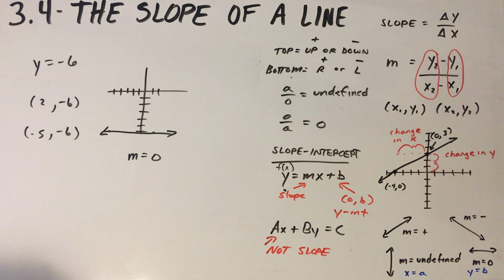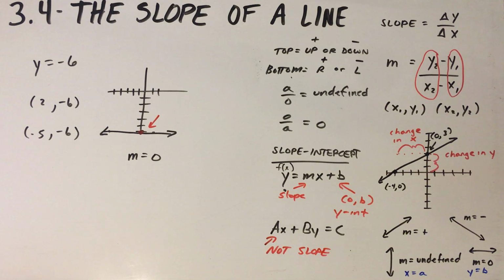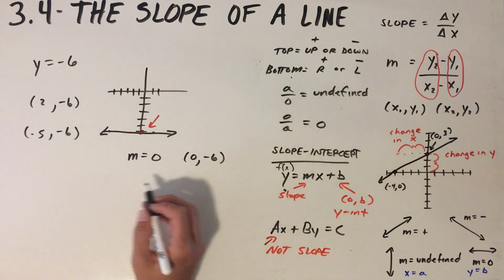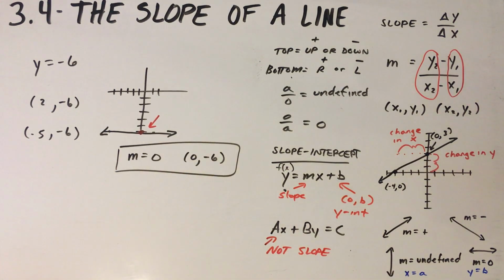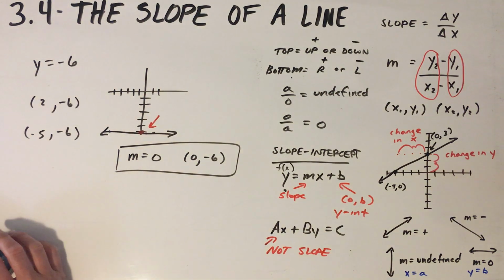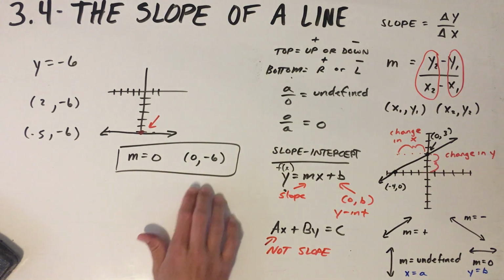What I'm asked to identify here is the slope and the y-intercept. Well, the y-intercept is the point where this crosses the y-axis, which is the point 0, -6. Okay, so this is my slope, and this is my y-intercept. A little bit different. This is not in slope-intercept form. Again, this is a horizontal line, so you have to understand horizontal lines have no slope, and they cross the y-axis at the point that it says. So if this was y equals 3, the slope would be 0, and it would be 0, 3.